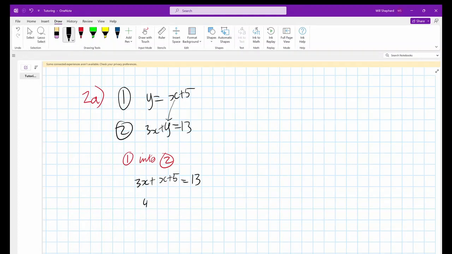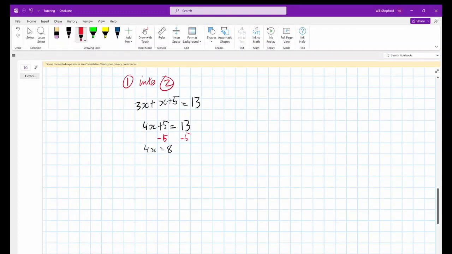Then we collect our like terms. So 3x plus x is 4x plus 5, and that's going to be equal to 13. We can then subtract 5 from both sides, and we get 4x equals 13 minus 5, which is 8. And 4x is the same as 4 times x, so if we divide by 4, we get rid of that 4, and we get x is equal to 8 divided by 4, which is 2. So let's put a box around that, and that is it for x.